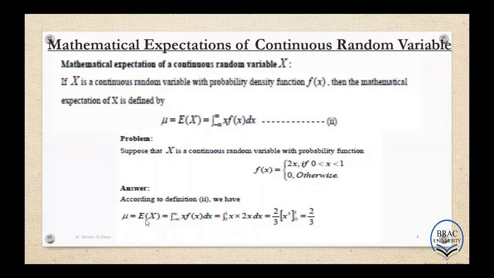We know mu equals E of x equals integration of x f of x dx. So our limit here is 0 to 1. So from 0 to 1, x, and the function here is given as 2x. So x times 2x dx. After doing this simple integration, finally we have the value 2 by 3. So this is the value for the mean or expected value of x.